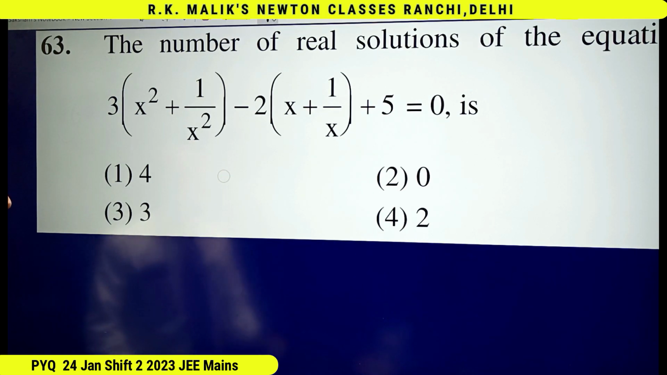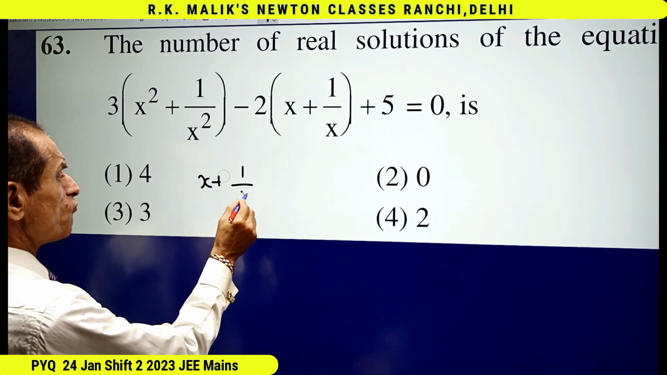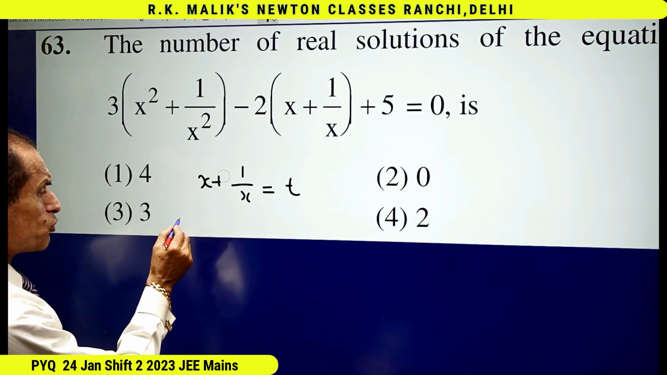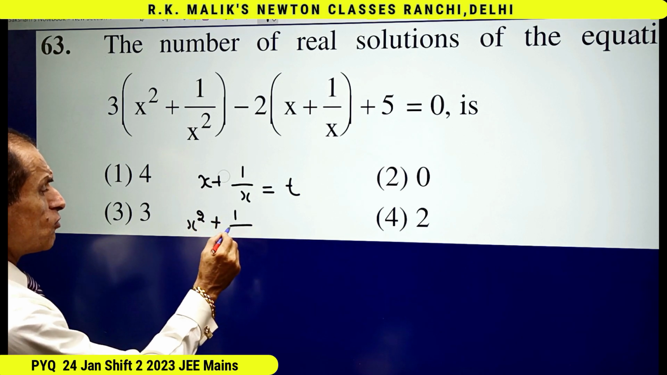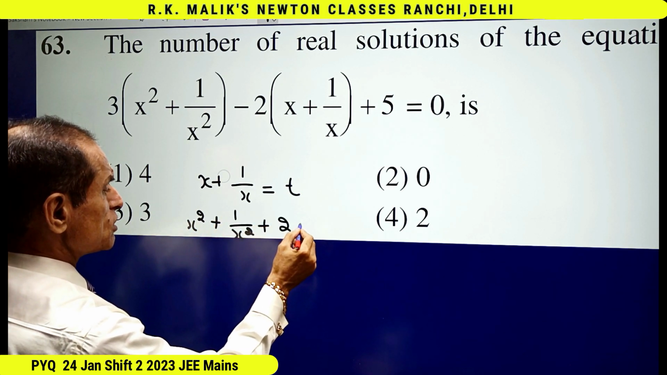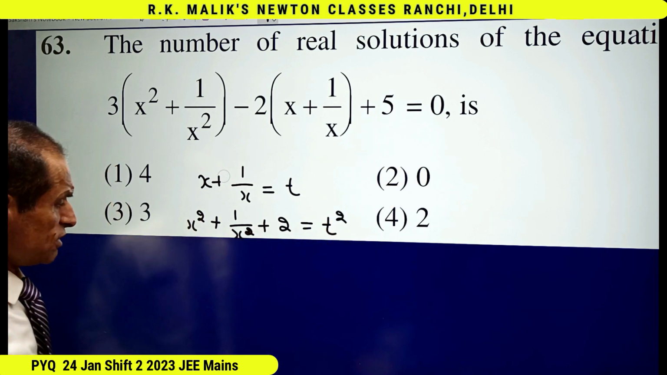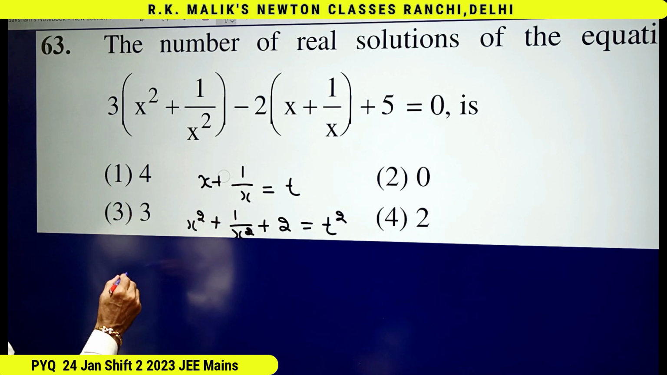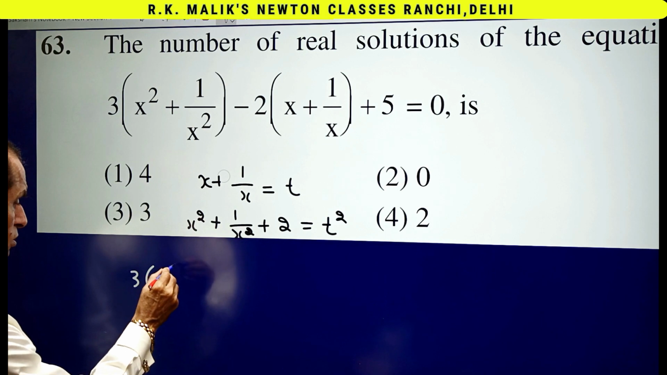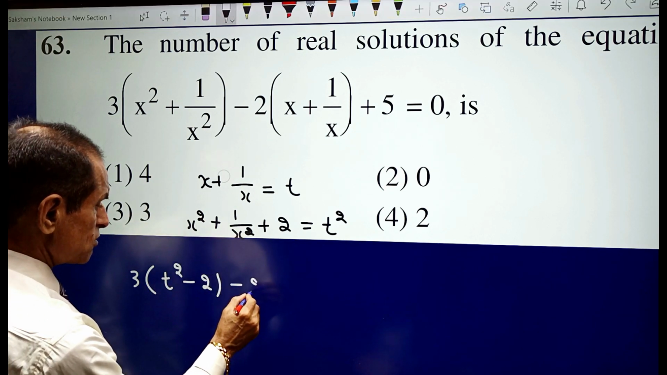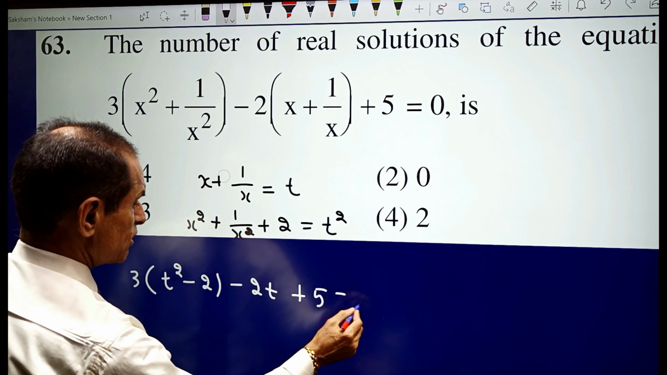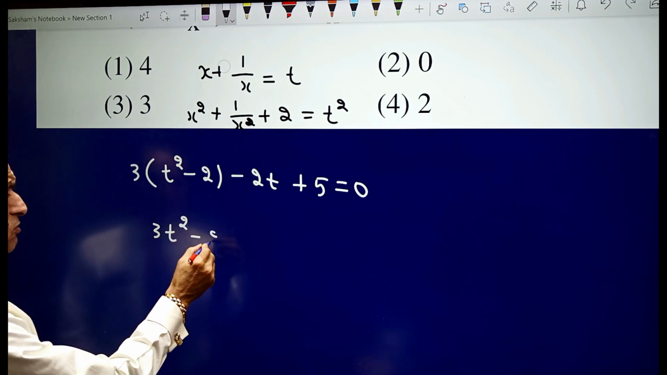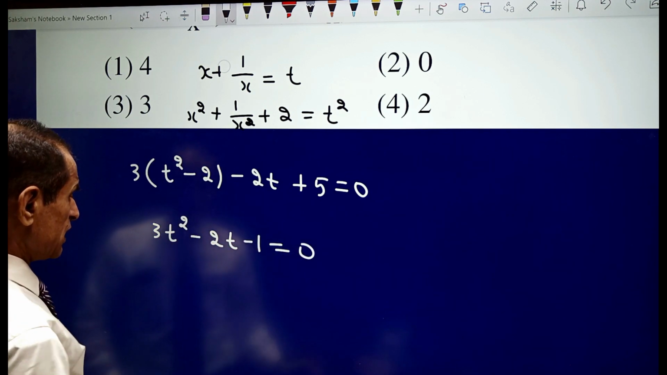To do this question now, first of all, suppose x plus 1 by x equals t. Therefore, to find the value of this, squaring both sides, x square plus 1 by x square plus 2 equals t square. Using these two, I can convert this whole equation in terms of t. I will be getting 3 into t square minus 2 minus 2t plus 5 equals 0. That is, I get 3t square minus 2t minus 1 equals 0.